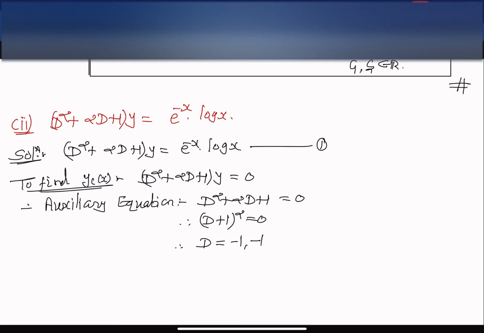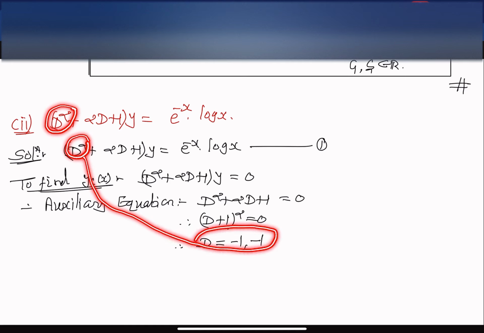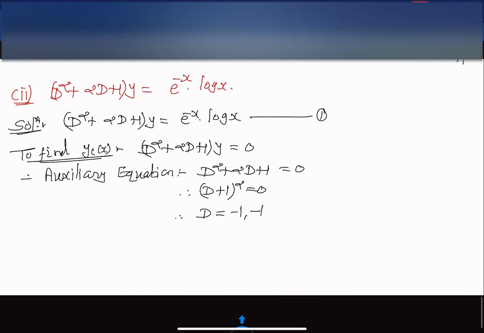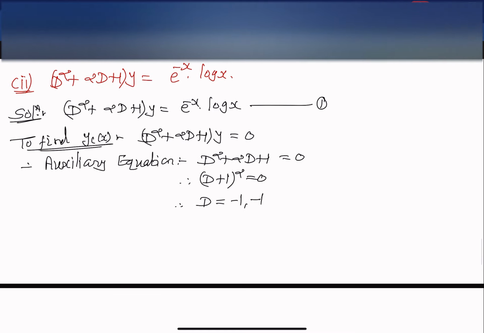Keep in mind, whenever we have second order differential equation, it always has two roots, right? And so, what is y_c(x)?